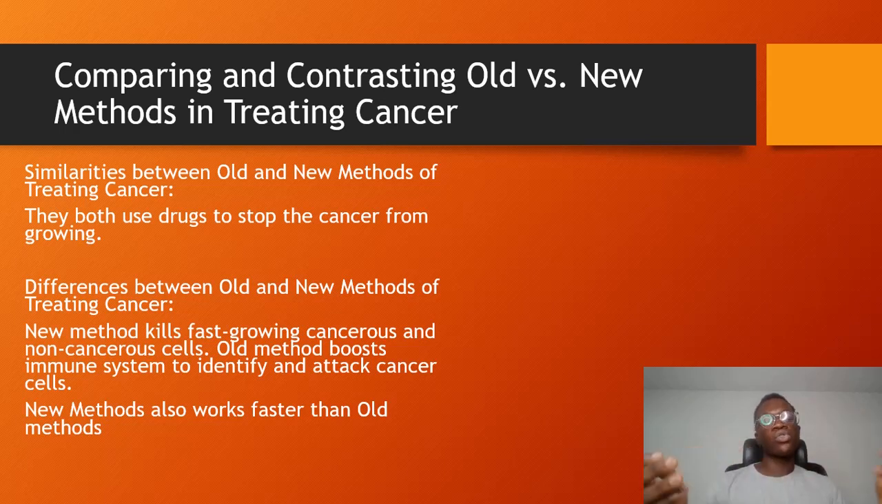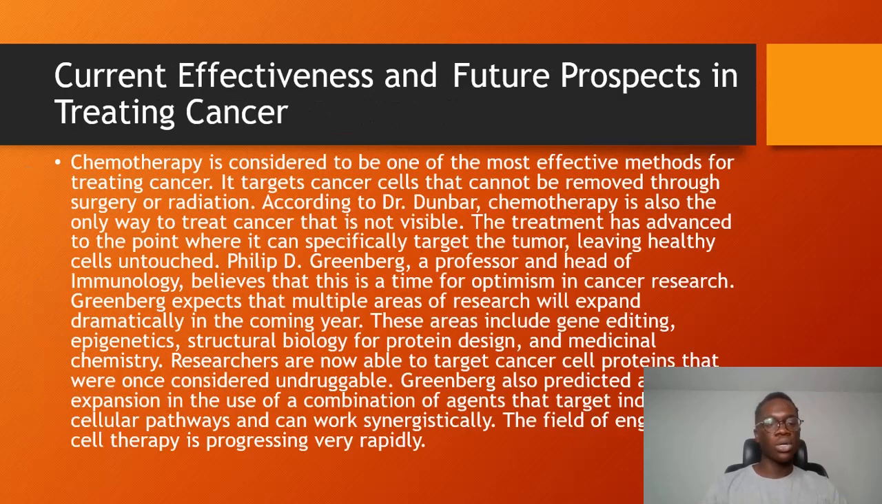That moves me to my second point: new methods work faster than old methods. Basically, what I've explained in the first one. While immunotherapy is still identifying and attacking the cancer cells in the body, chemotherapy goes straight in and kills both the cancerous and non-cancerous cells.